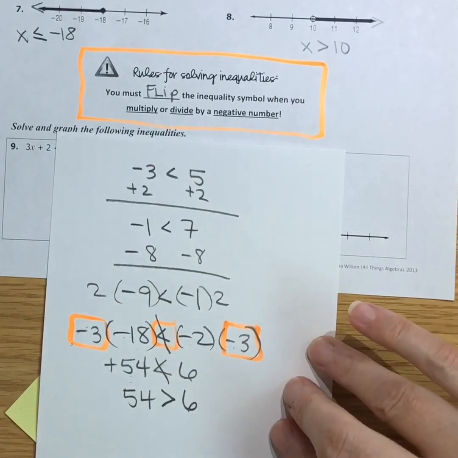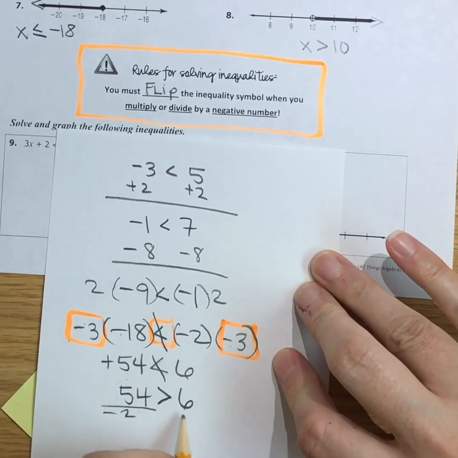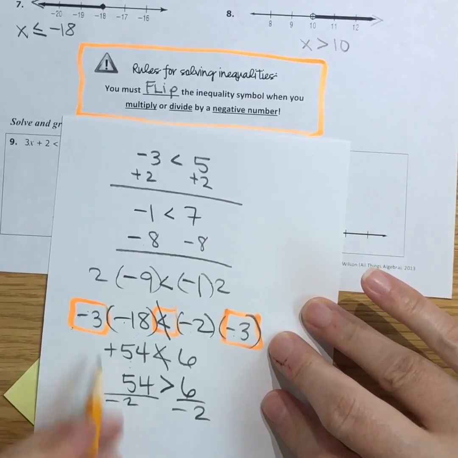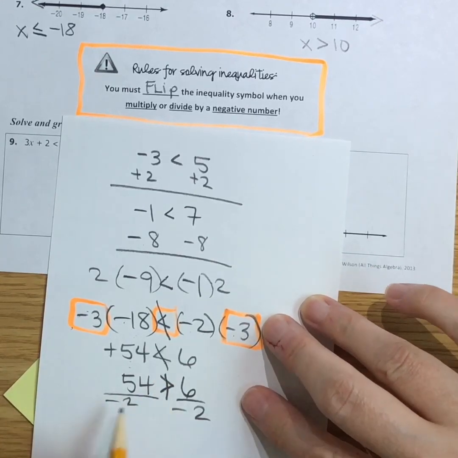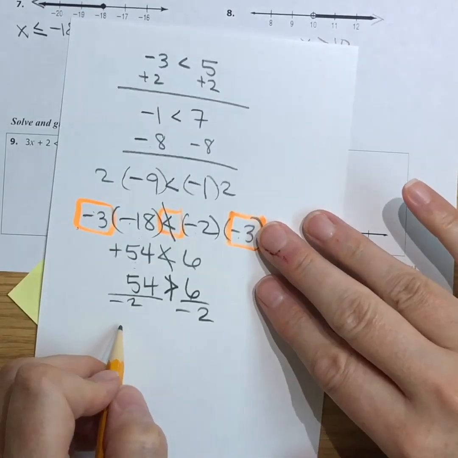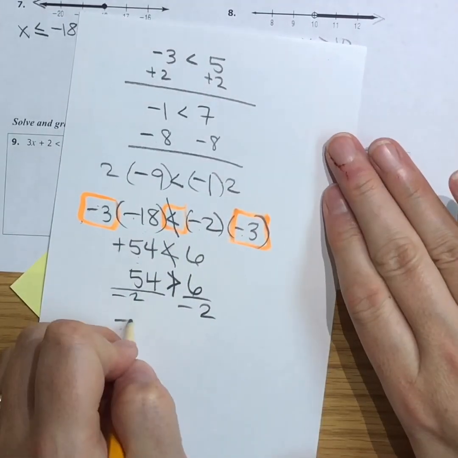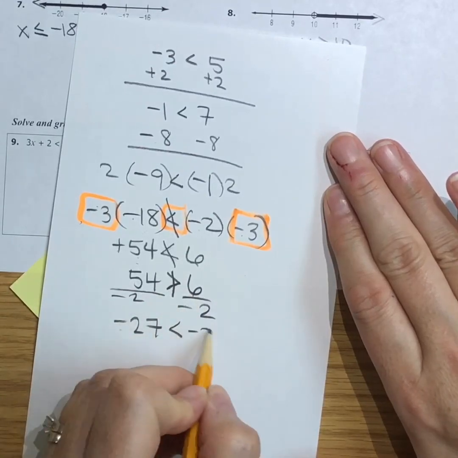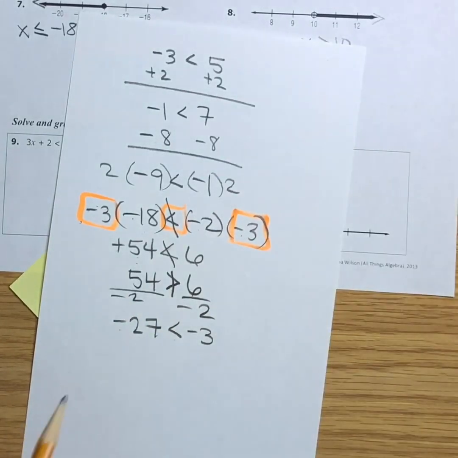And I could do the same thing with dividing. I could divide by, I don't know, -2. And if I don't flip it, it's going to be false. Because if I multiply or divide by a negative, I have to flip this. Well, if I use the rule and I flip it, well, -54 divided by 2, positive divided by negative, that's going to be a -27. And then if I flip it, less than 6 divided by -2 is -3. Well, as long as I flip it, it's still true. Okay?